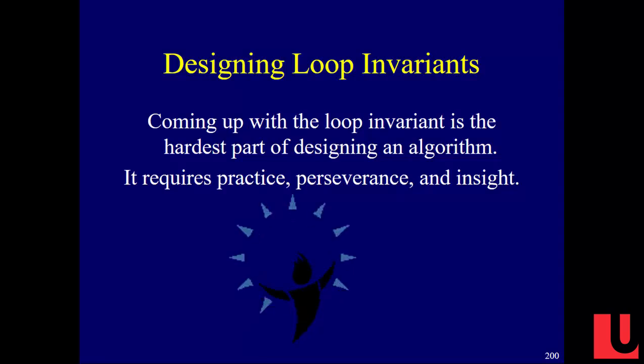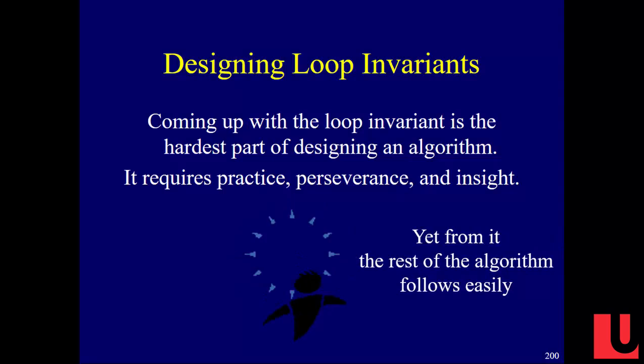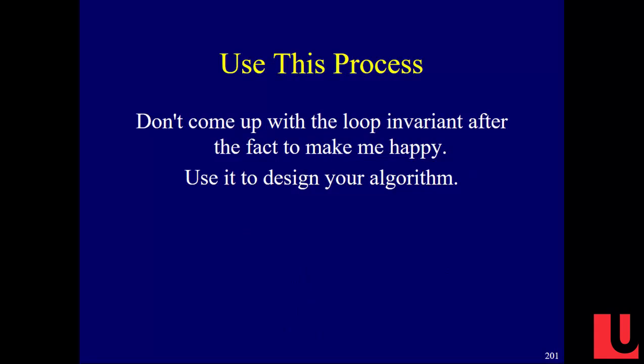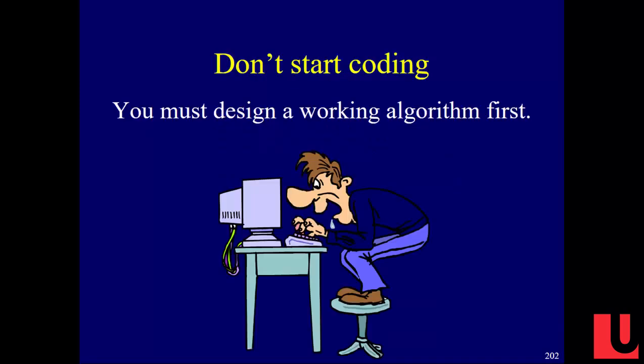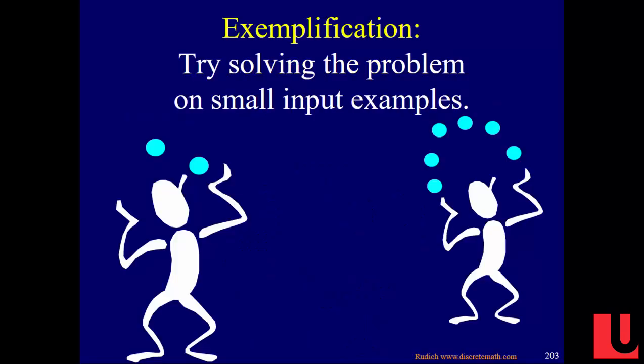All right? So the hard part, the creative part, is knowing the loop invariant. It says don't come up with the loop invariant afterwards. Use it as the process. Don't start coding until you have a working algorithm. Try small examples. You might think of an example. I try various things, and I say, what do I want to be true in this example?